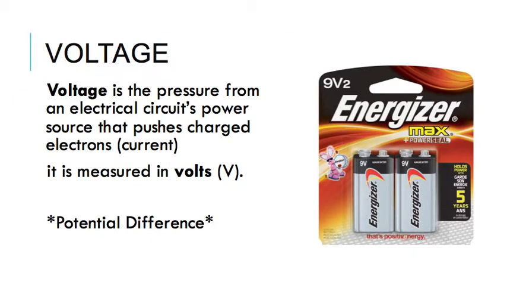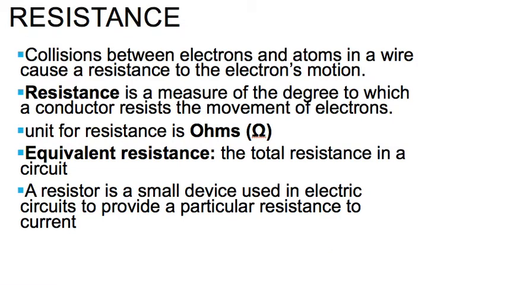Next up is voltage. Voltage is the pressure from an electrical circuit's power source that pushes the charged electrons through it, or the current through it. So it's like how much pressure is behind it. This is measured in volts, abbreviated with a V. So that's an easy unit to remember. Voltage is volts. This is called potential difference in the physics world, and we'll talk about that, I believe, on the next slide as well.